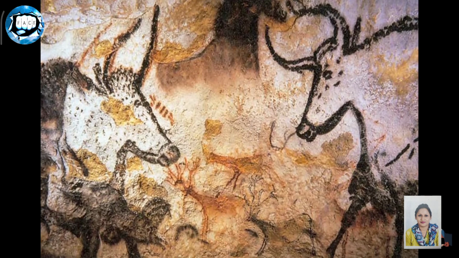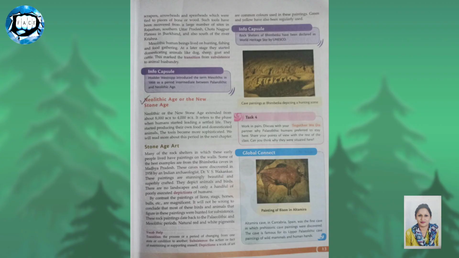It will not be wrong to conclude that most of these birds and animals that figure in these paintings were hunted for subsistence, which means the action or fact of maintaining or supporting oneself. The common colors used in these paintings were natural red and white pigments. The green and yellow colors have also been regularly used.